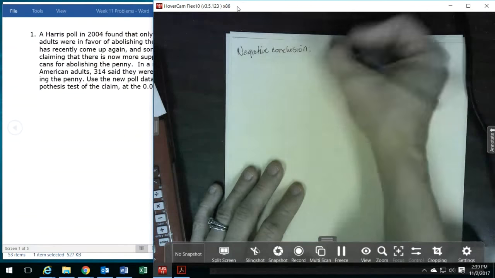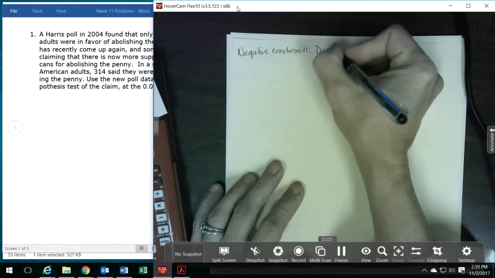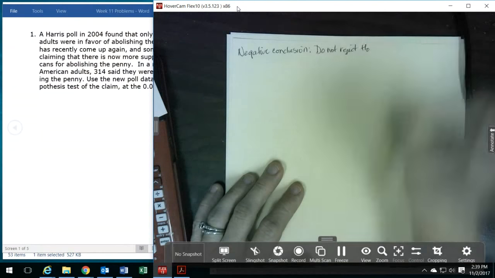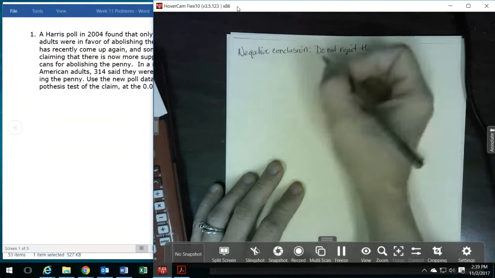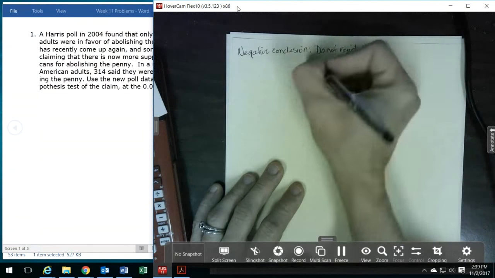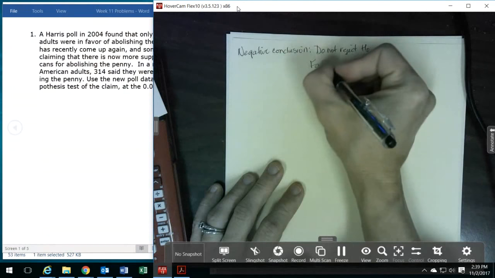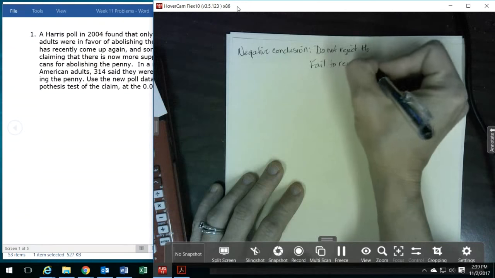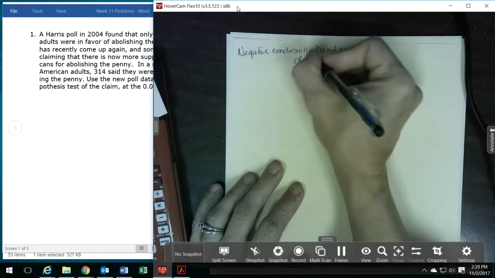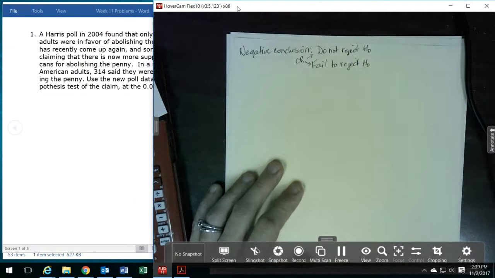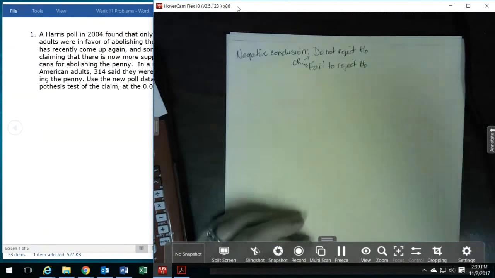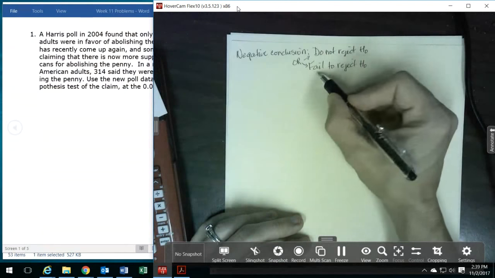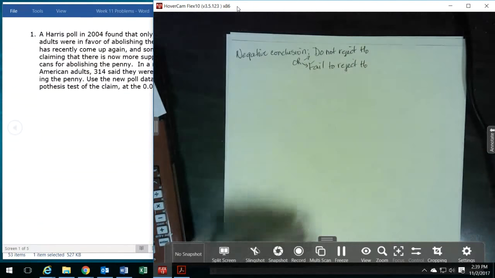So we would say either do not reject the null hypothesis, or another way that they say it sometimes in my stat lab is they also will say fail to reject the null hypothesis. Either one of these is fine. Both of them are talking about a negative thing. Either way, we're not rejecting the null hypothesis.